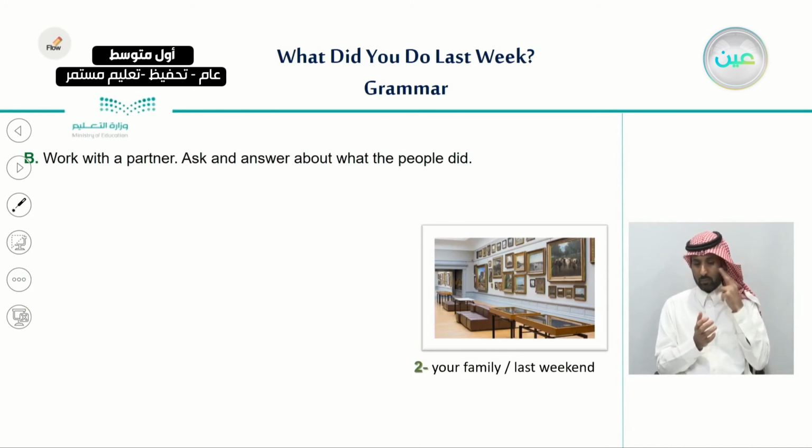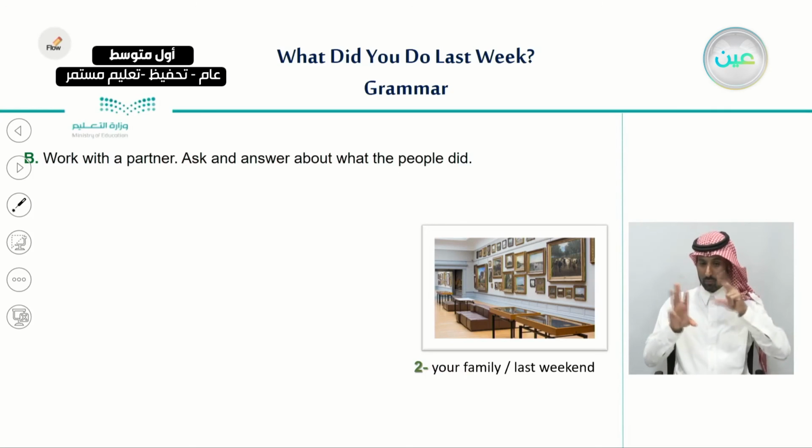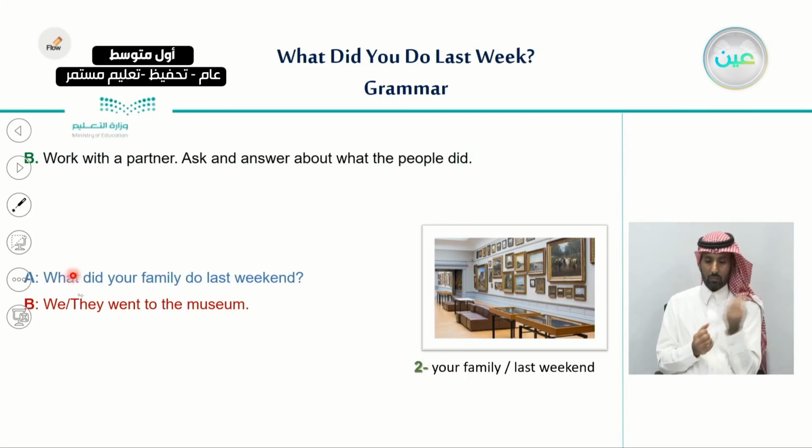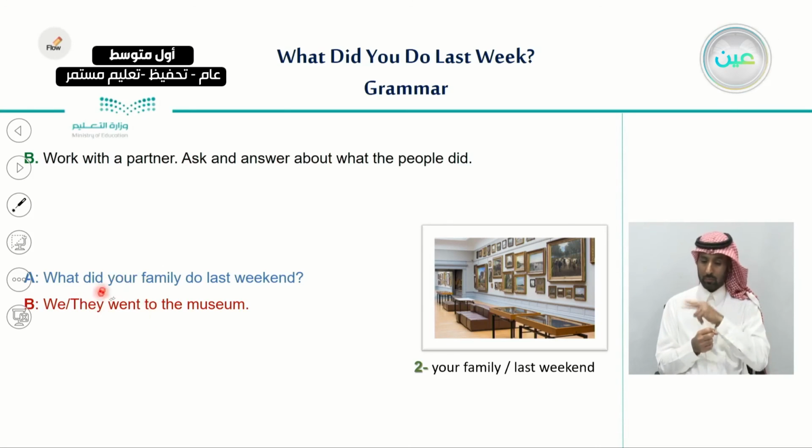The other one, here we have number 2. Here we have a picture of a museum, your family, and last weekend. So you can have a similar question like this. What did your family do last weekend? And you'll have a similar answer to this. We or they went to the museum. And as you notice here, we used went in the past.